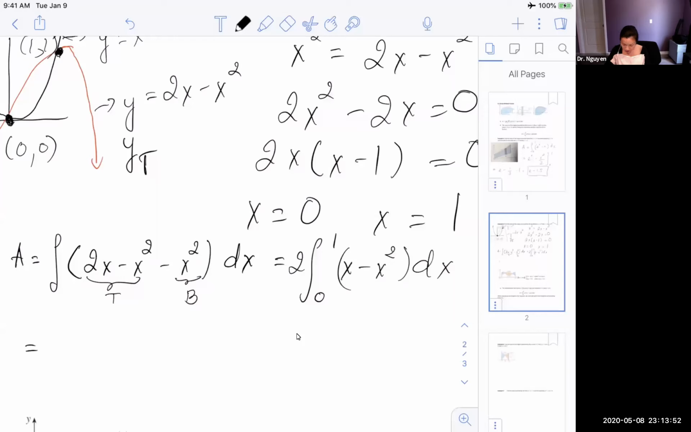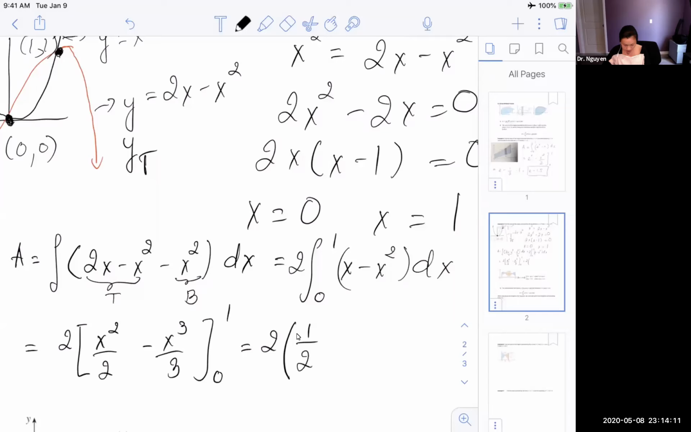So what we have is 2 times x squared over 2 minus x cubed over 3. And then we want to evaluate from 0 to 1. We plug it in, so it's 2 times 1/2 minus 1/3. So the answer is 1/3. And that's the area.